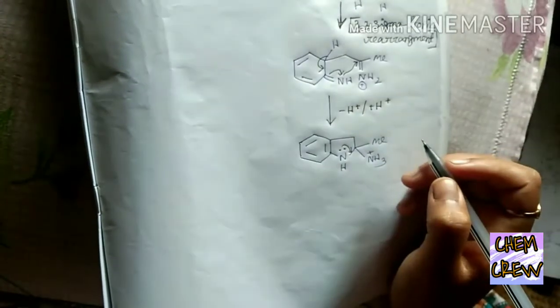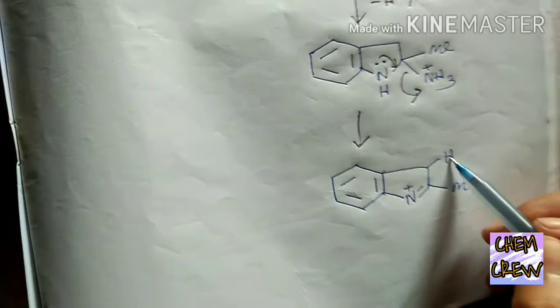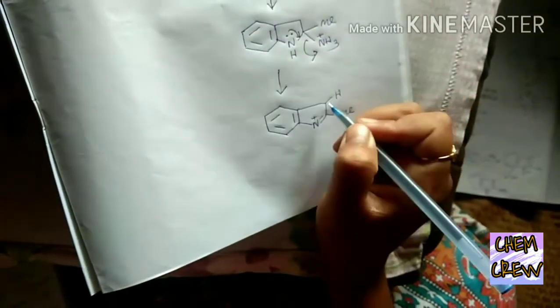This nitrogen has a lone pair, so it will readily attack over here, and that will give you one intermediate like this. Now to neutralize this charge, what will happen next? So there we have one hydrogen, and this hydrogen can go the way this charge can be neutralized, and this is how we get the indole.